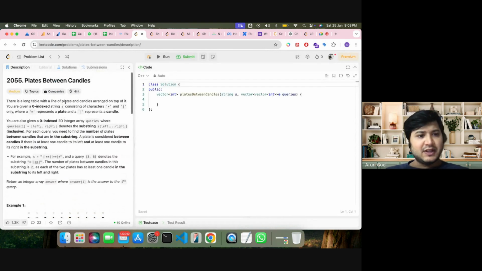Given a long table with a line of plates and candles arranged on top of it, you are given a zero indexed string S consisting of star and pipe only, where star represents a plate and pipe represents a candle.